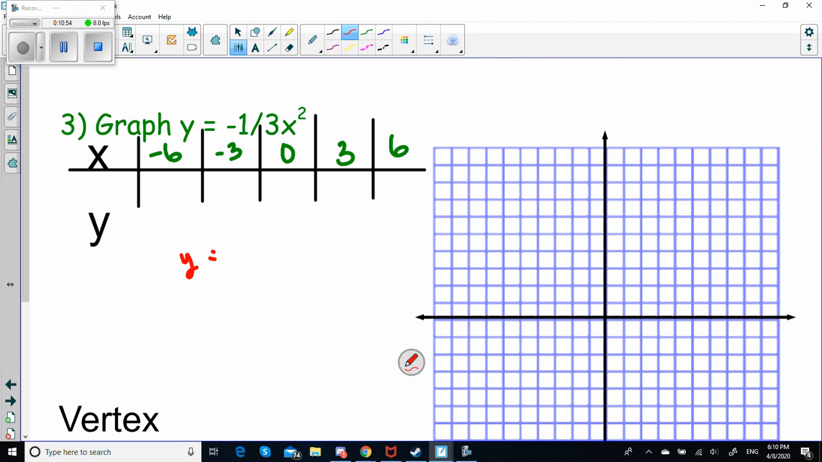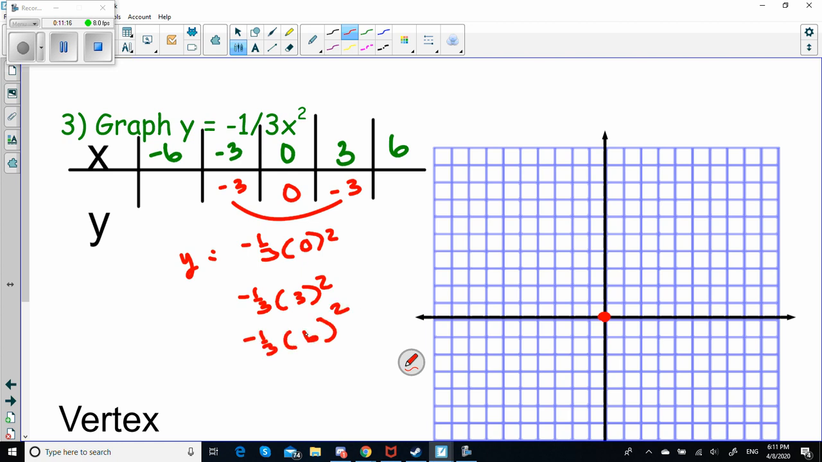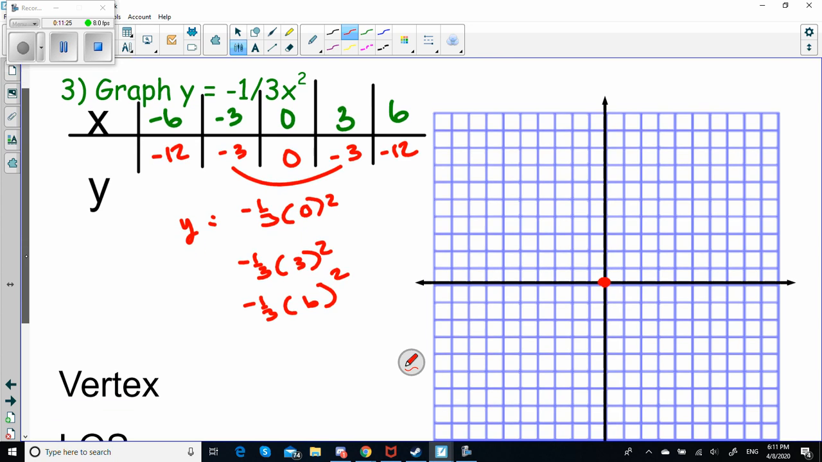So if I plug in -1/3 times 0 squared, that's 0. I'm kind of expecting that. If I plug in -1/3 times 3 squared, well, 3 squared is 9. -1/3 times 9 would be -3, which means that this one is also -3. And -1/3 times 6 squared, that's 36. -1/3 times 36 is -12 on both sides here. Again, these are both the same number.